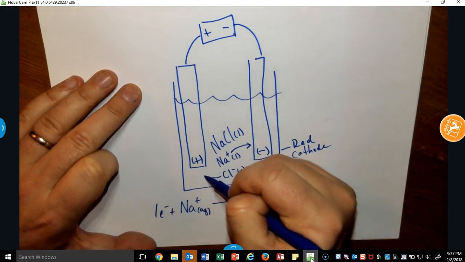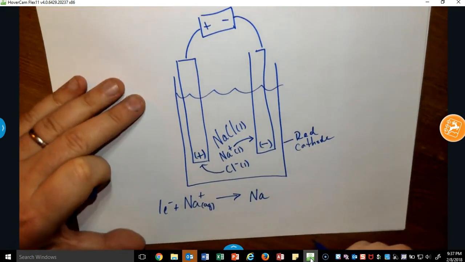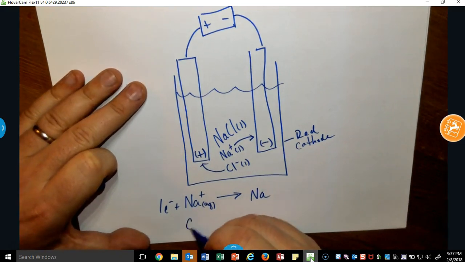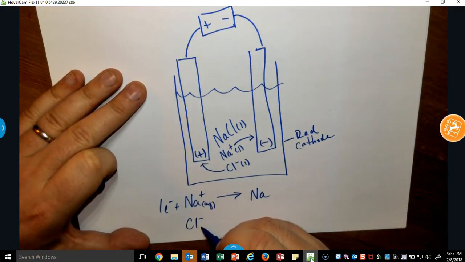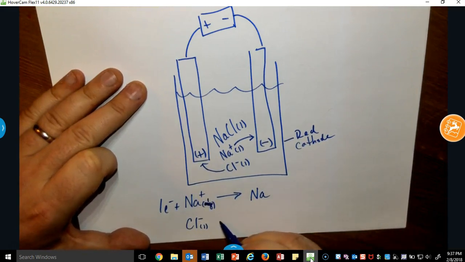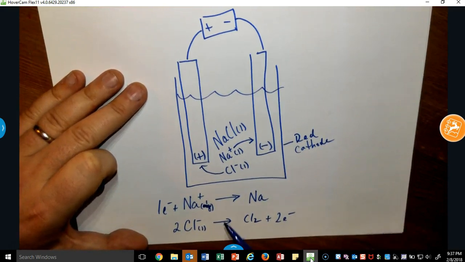Now the chloride ions will migrate over to the positive electrode. So at the anode, we're going to have chloride ions. I shouldn't have said aqueous there, it should be liquid, I'm sorry. Right, and they are going to form diatomic chlorine. So let's go ahead and balance that by adding our electrons. All right, so this is what is occurring. We have sodium ions being reduced to sodium, and chloride ions being oxidized into chlorine.